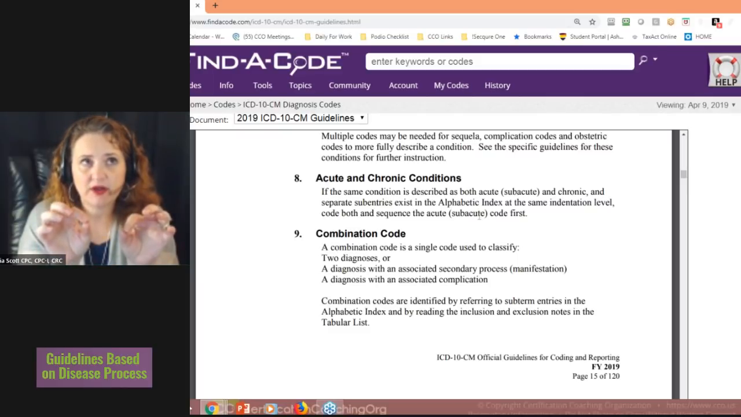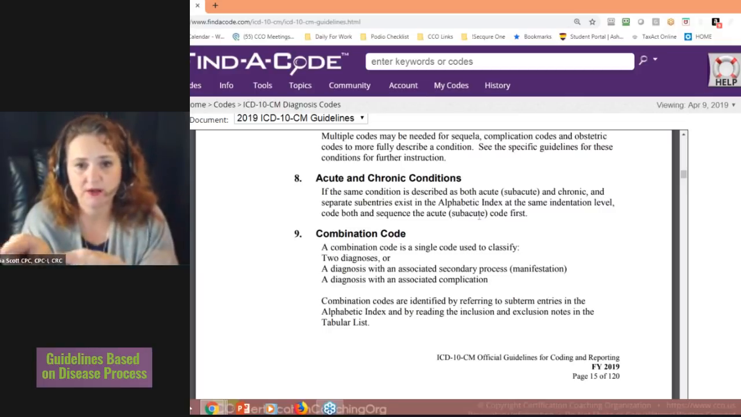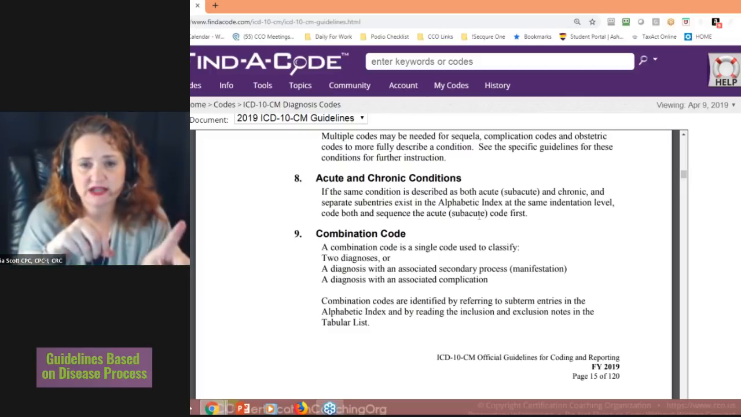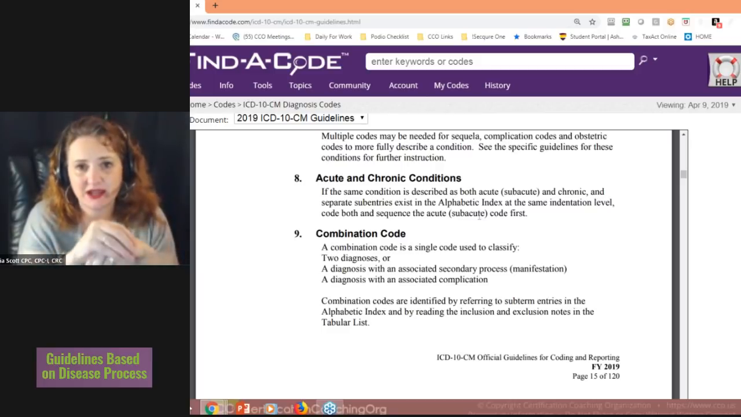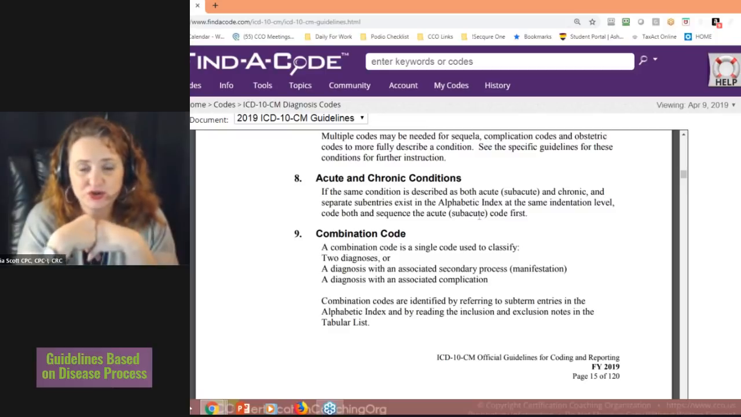If you have a person that, let's say there's two separate codes, there's not a combo code that says acute and chronic, but we have acute asthma attack and the patient has COPD, which is a chronic breathing condition. Okay, what gets coded first? Well, the acute, because what is the problem they have to treat immediately? The disease process. Acute always means sudden onset, right?